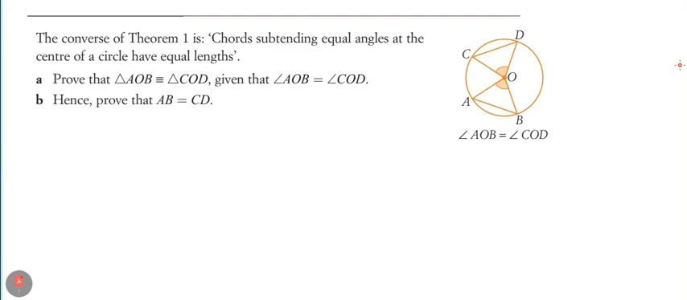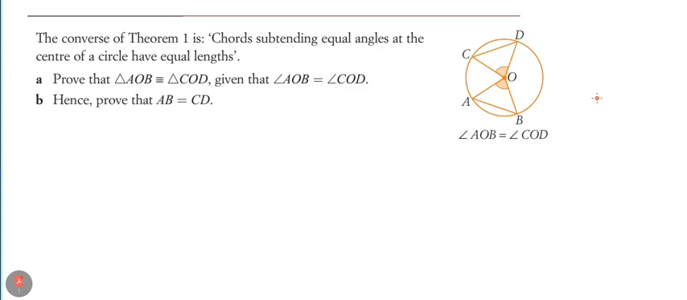All right, hello. So we're going to solve here for the chords of the circle, then the problems down here. So, is the question. The converse of theorem one is: chords of the circle subtending equal angles at the center of the circle have equal lengths.